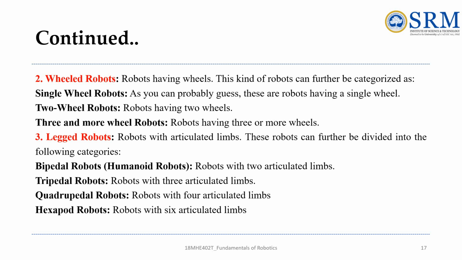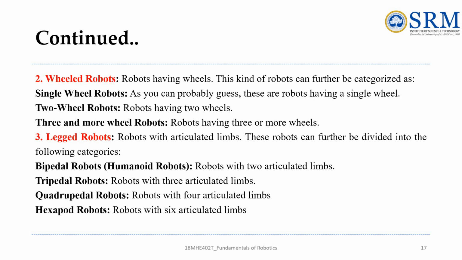So wheel robots are robots equipped with wheels. Okay, so different types are single wheel robots. So here these robots have just one wheel. Two wheel robots are equipped with two wheels, and three and more wheel robots are robots with three or more wheels.